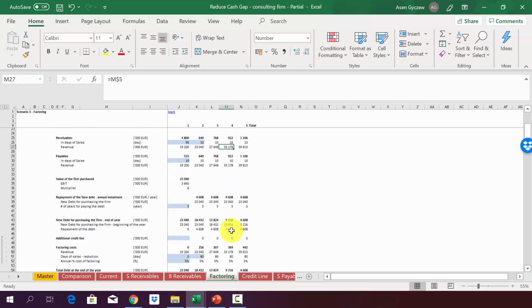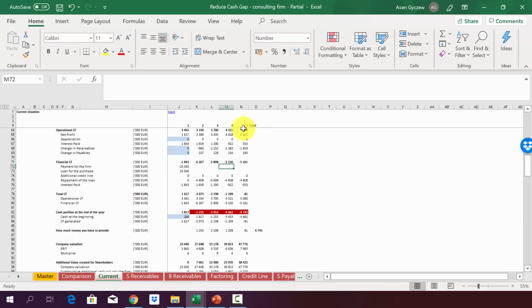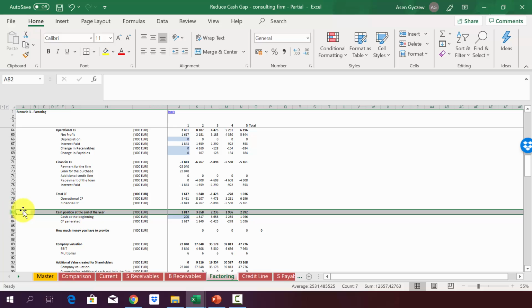Let's check the cash flow from the operational activities. Currently, as you can see in year number 2, we would be generating 3.1 million in terms of operational cash flow. With the factoring, this goes up to 8.1 million. And in year number 5, we will have 6.2 million instead of 5 million. This means that we will actually not have to pay in additional cash because we will have a positive cash position in each and every year.